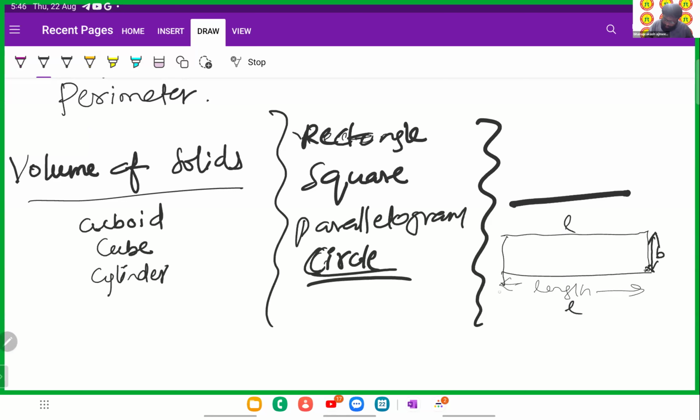Suppose I give a name to this rectangle as ABCD. Here, AB is equal to CD. AB and CD are opposite sides, and these two sides are equal.